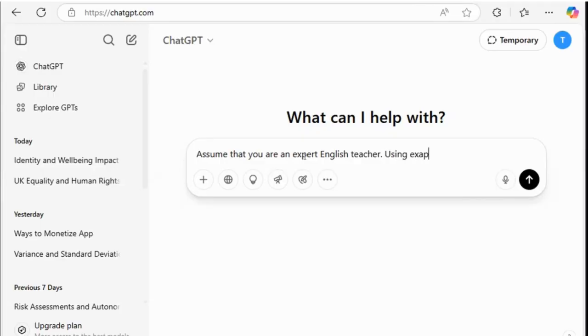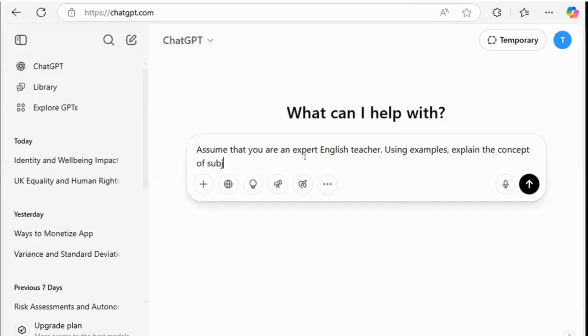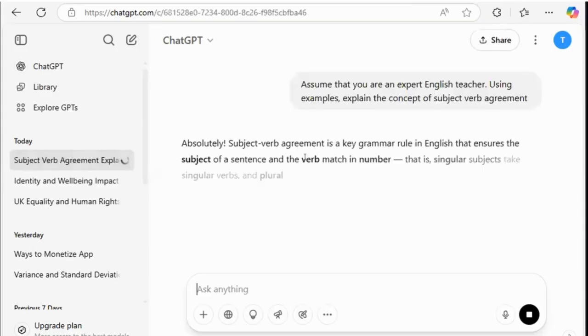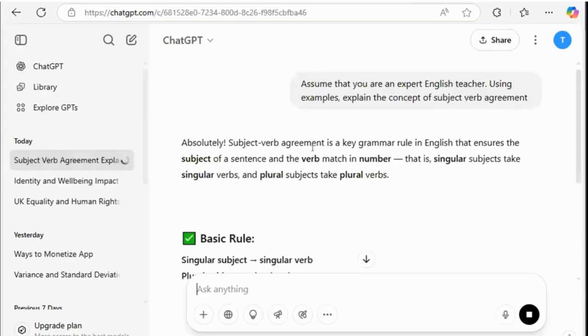Using examples, explain the concept of subject-verb agreement. Enter. Okay? You see, ChatGPT is going to give me so many things to learn. Can you see? Absolutely. Subject-verb agreement is a key grammar rule in English that ensures the subject of a sentence and the verb match in number.